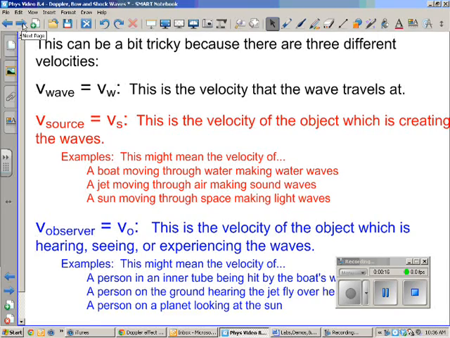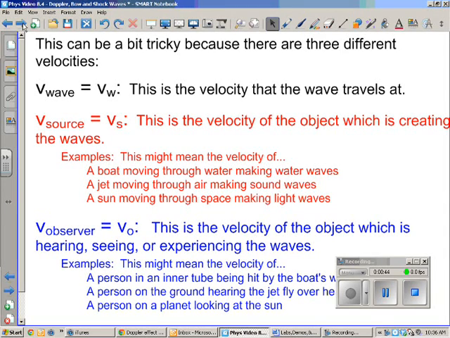One of the things that's a little bit tricky about this is that there are three different velocities you've got to keep track of. All right, the wave itself is carrying energy, right? If you're talking about a sound wave, the velocity of the wave would be 340, 346 meters a second, or whatever, depending on the temperature of the air. If you're talking about a water wave, the velocity of the wave would be the velocity at which the wave sort of rolls away from the boat and towards the shore, or whatever, the boat creating the waves.